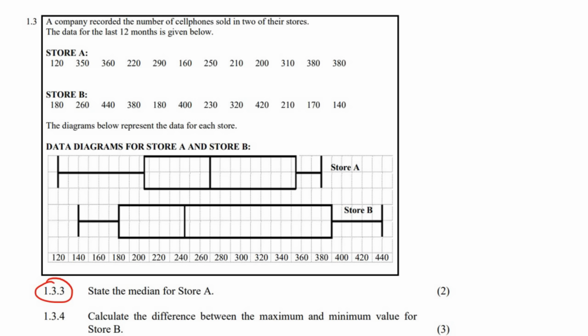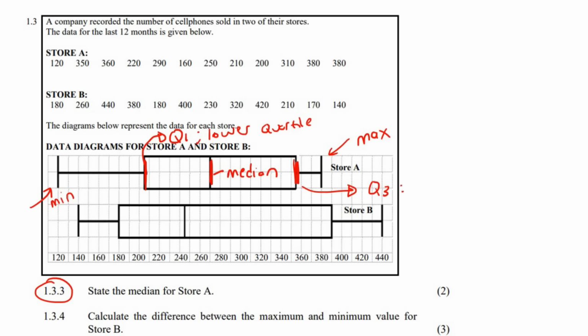This question says, state the median. Now, the median, remember, is the middle. So let me give you guys a little bit of a crash course on this over here. So this is called the minimum value. That's the smallest value. This is called the maximum value. It's the biggest one. The middle line here is called the median. This line over here is the Q1, or you might want to call it the lower quartile. Now, this line over here is the Q3, or another name is upper quartile. Okay, for any box and whisker, you can always remember that.